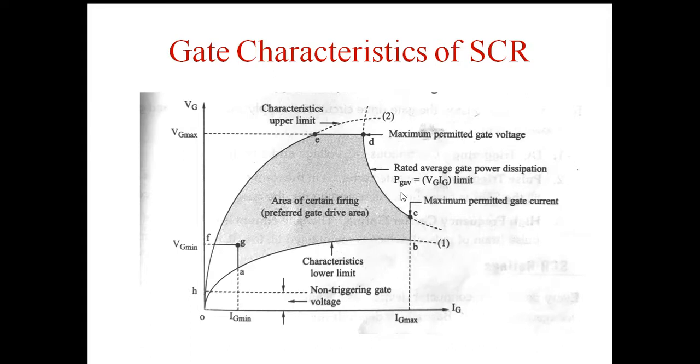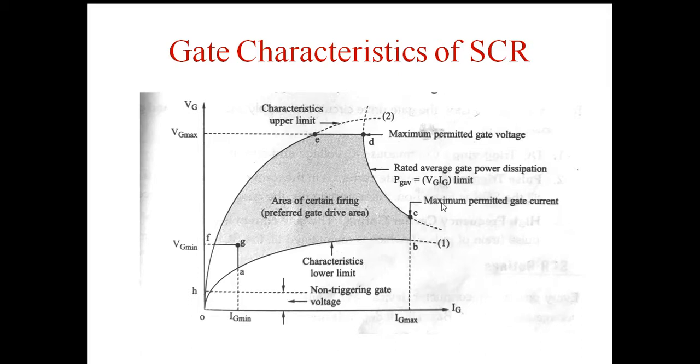So the next topic we are going to discuss is gate characteristics of SCR. So this graphical representation tells the gate characteristics of SCR. It shows the variation of gate to cathode voltage with respect to gate current. These characteristics represent the gate to cathode voltage versus gate current.